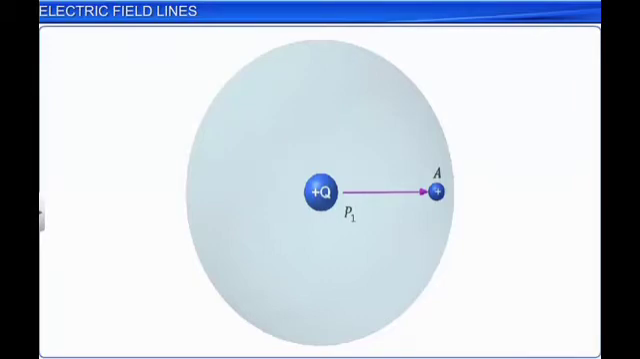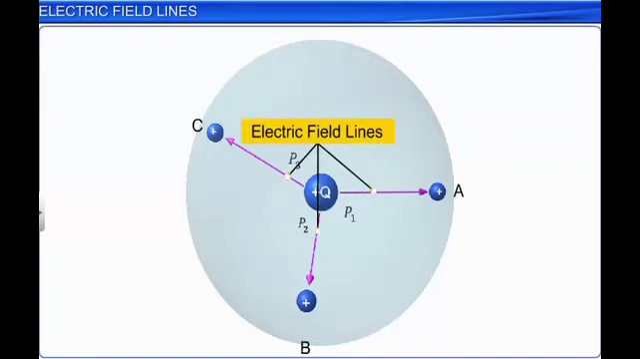Thus, path P1A represents an electric line of force or an electric field line. An electric field line represents the path followed by a unit positive charge in an electric field. Repeating this procedure for various points in the electric field, we obtain the electric field lines around the charge. Electric field lines are used to represent the electric field of a charge or a system of charges pictorially.